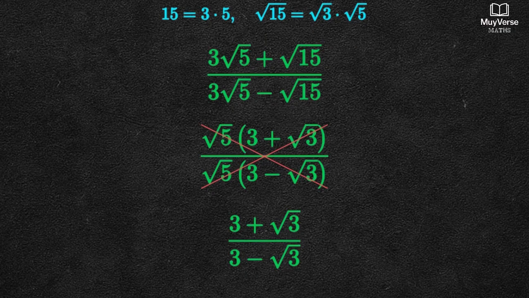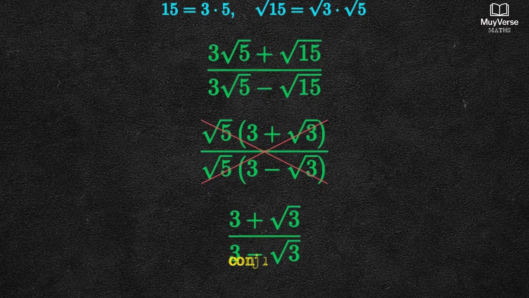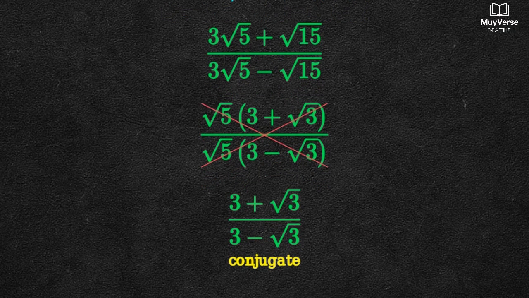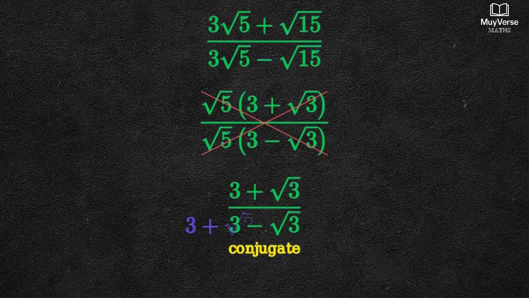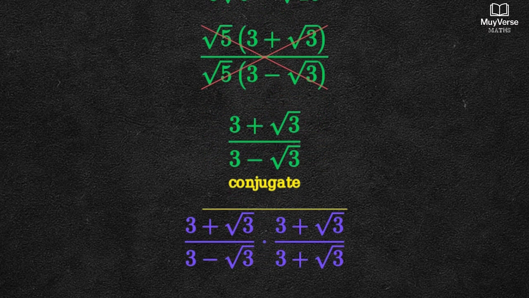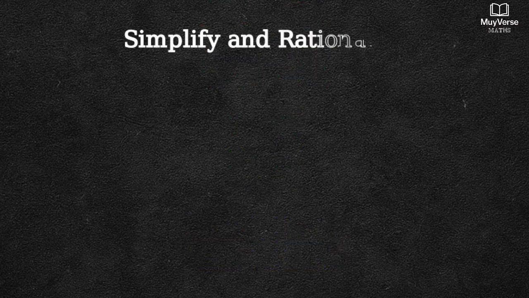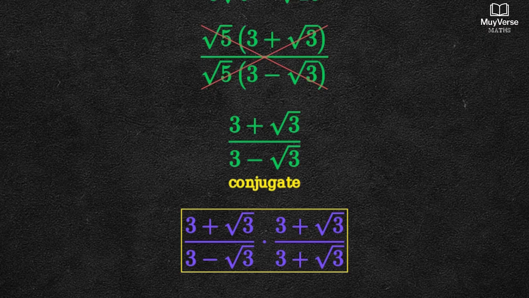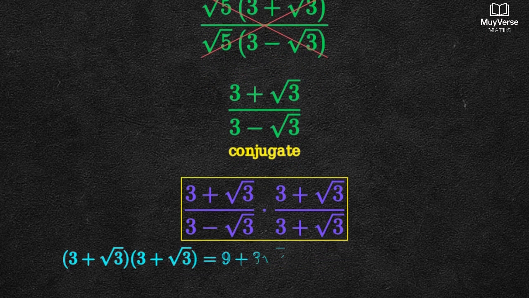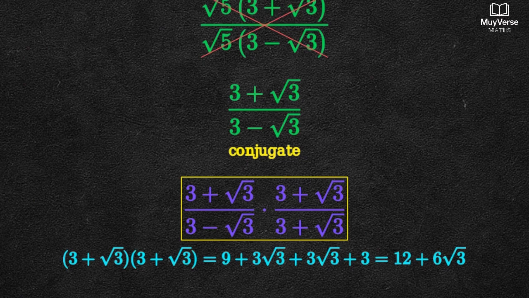Step 3. Rationalize the denominator by multiplying by the conjugate. The conjugate of 3 minus root 3 is 3 plus root 3. Multiply the fraction by (3 plus root 3) over (3 plus root 3). Now expand. Start with the numerator. (3 plus root 3) times (3 plus root 3) equals 9 plus 3 root 3 plus 3 root 3 plus 3. Combine like terms to get 12 plus 6 root 3.